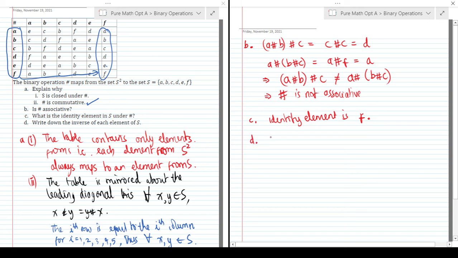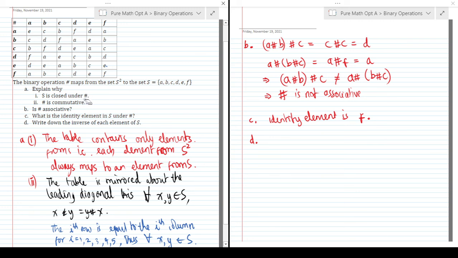Write down the inverse of each element. Right now, you could only speak about inverse if there's an identity. The question is assertive. It says what is the identity, so that means the identity was there in the first place. They want the inverse of each element. Now, the inverse of an element is such that if you perform the operation of an element with its inverse, you get back the identity.